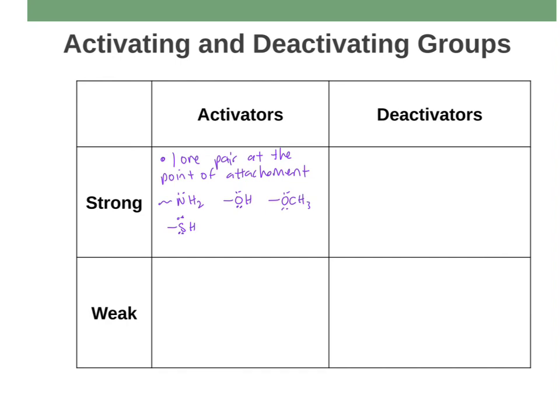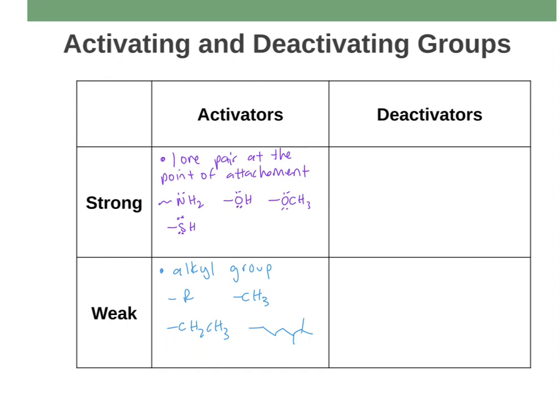For our weak activating groups, these are just going to be our alkyl groups. If it's just a plain alkyl group, sp3 hybridized, C's and H's, nothing too special, just some generic R group. It could be a methyl, an ethyl, a t-butyl, or really whatever you want, some big long chain with a bunch of branching. Just some plain sp3 alkyl group, because those are just going to donate through induction. They're just going to be weak electron donors.